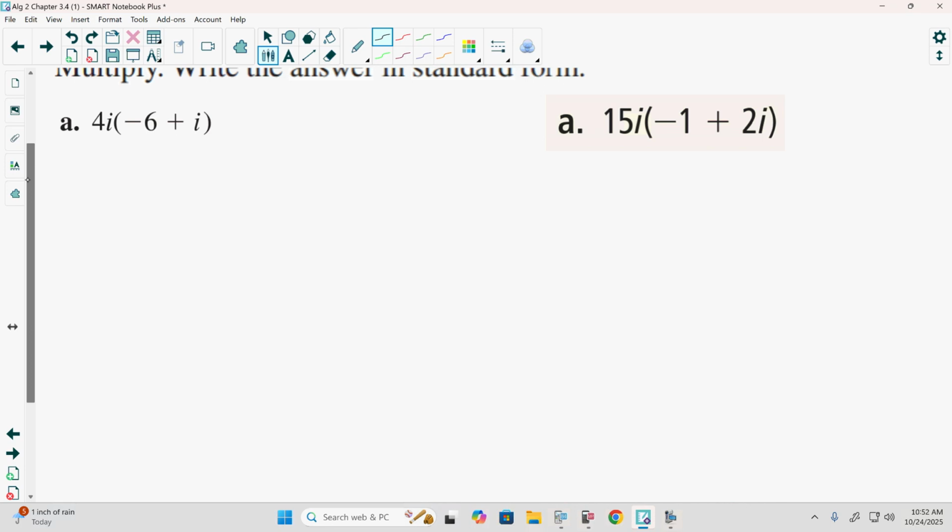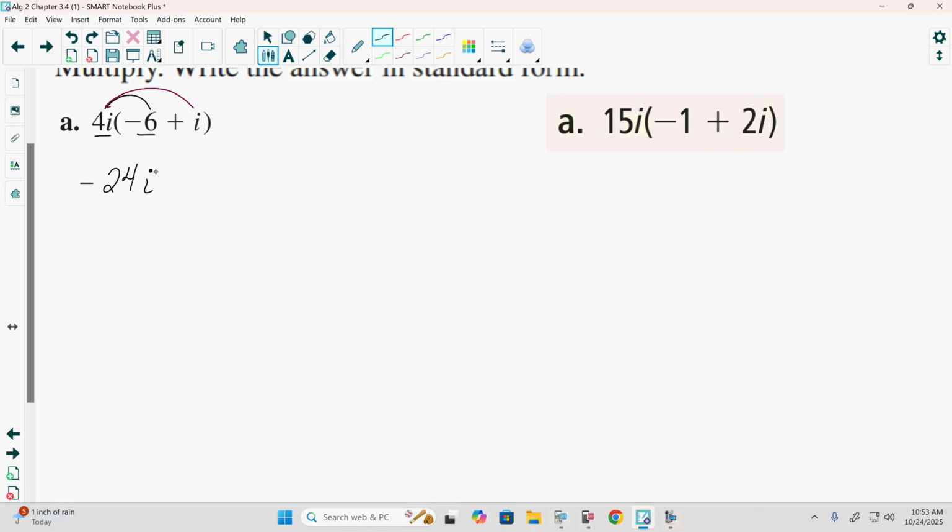We're going to treat it the same way we've multiplied any sets of parentheses up to this point. We're going to distribute through. We're going to multiply through by our number outside of the parentheses. So we're going to distribute through 4i. So the first thing we're going to multiply is 4i and negative 6. So we'll do 4 times negative 6, which will be negative 24.